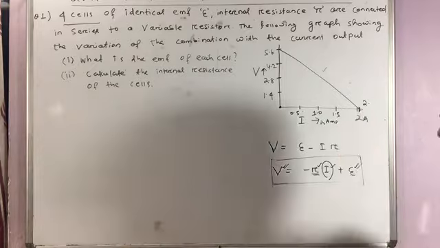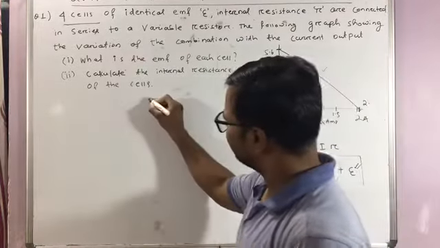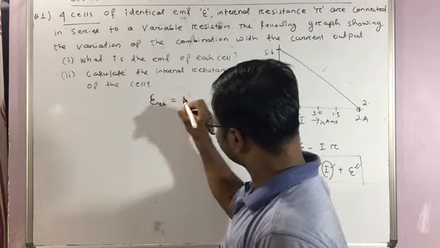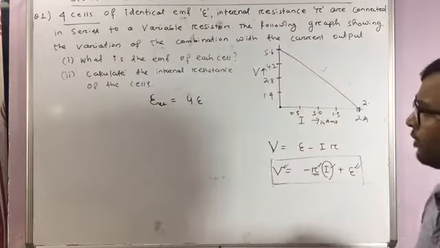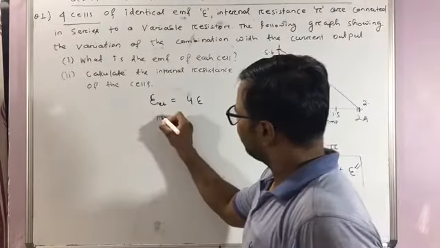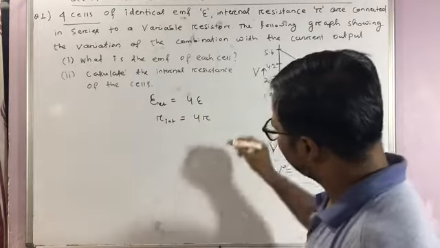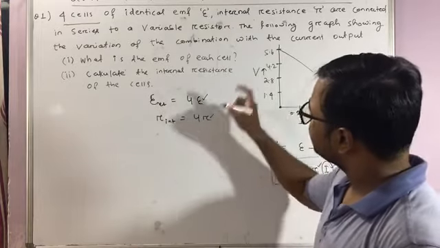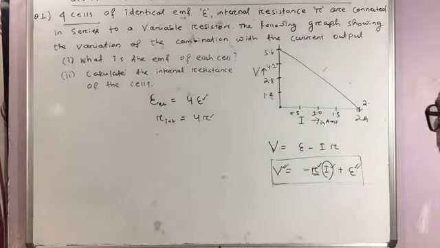And we know the formula. If 4 identical cells are connected in series, then their net EMF is 4E, because E plus E plus E plus E is 4E. And their net internal resistance will be 4R, where E refers to the EMF of each cell, and R refers to the internal resistance of a particular cell. Try to understand it.